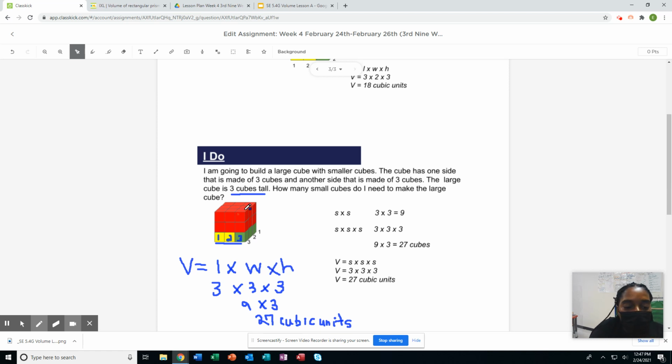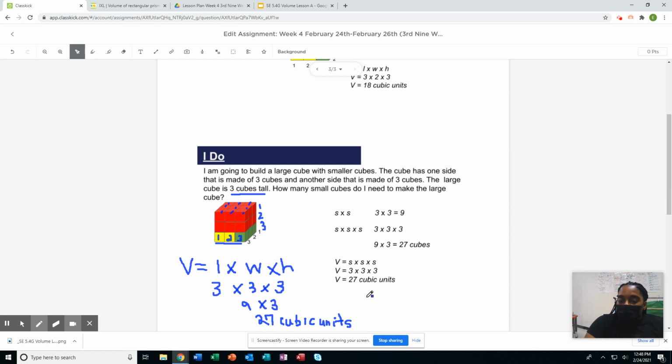Oh, one last thing. So another way, again, that you could go ahead and solve this problem is just counting this top layer. So you can count the cubes here. There's 1, 2, 3, 4, 5, 6, 7, 8, 9, which is where we got our 9, because that's one layer or a base of this object. It has 9 cubes in it. And then we can count how high it is. So we have 1, 2, 3 layers. And then do 9 times 3 to get 27 cubic units.